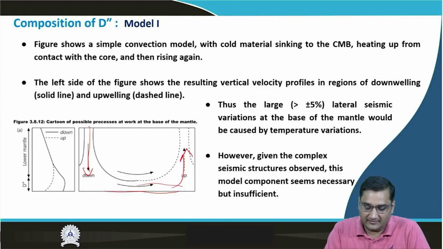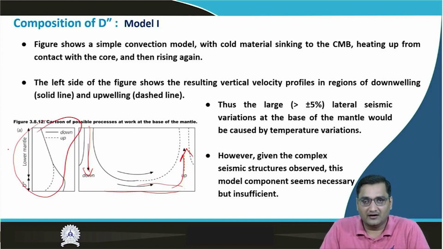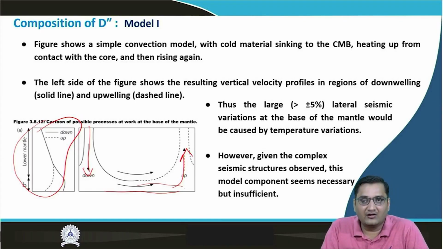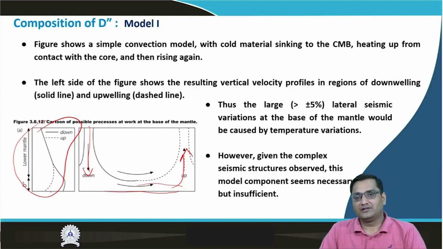So on the left side, this represents the resulting vertical velocity profile in the region of downwelling and upwelling. Solid line is representing the region of downwelling, and the dashed line is representing the region of upwelling. And you can see that there is a variation in the velocity of about plus minus 5%, and that is caused by the temperature variations here. However, given the complex seismic structure observed, this model component seems necessary but insufficient.